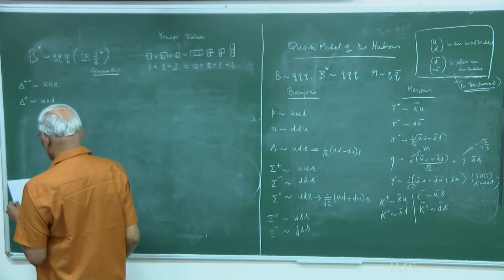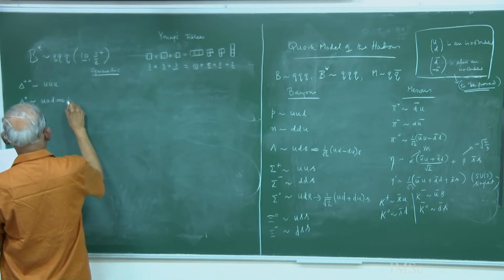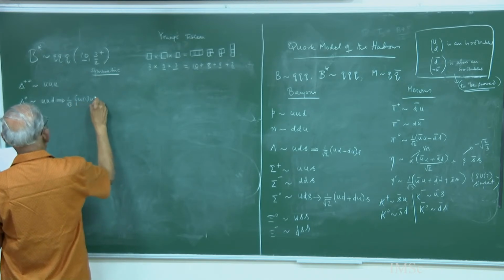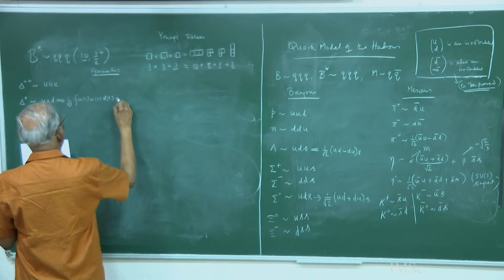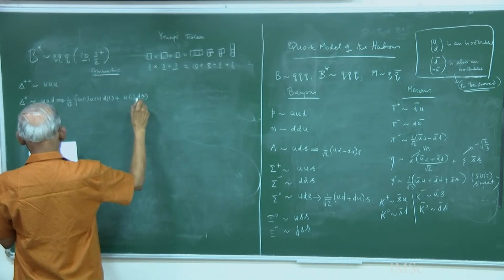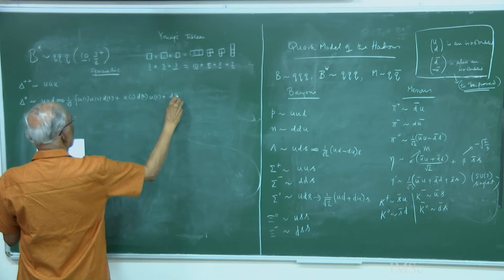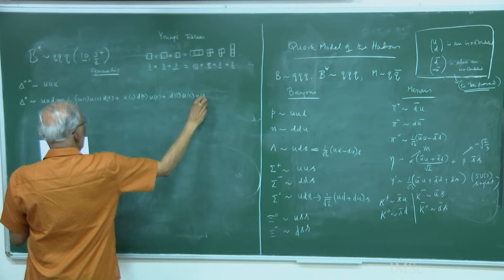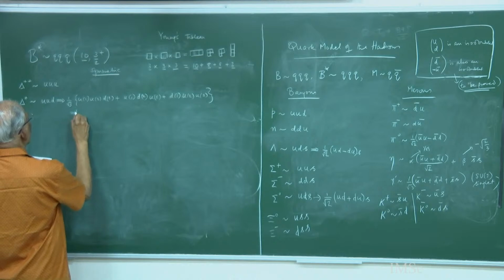Symmetric. And so I have to rewrite it more elaborately, like 1 over root 3. First particle is u, second particle also u, third particle is d, and then symmetrize them. U1, U2, D3 plus U1, D2, U3 plus D1, U2, U3. This is somewhat cumbersome to write, so I will simplify it.